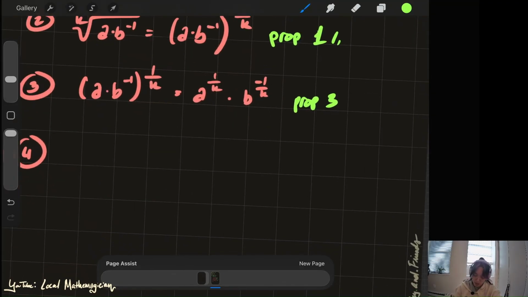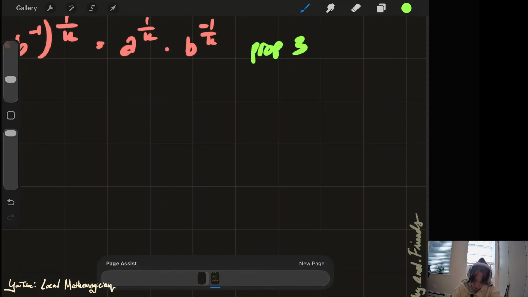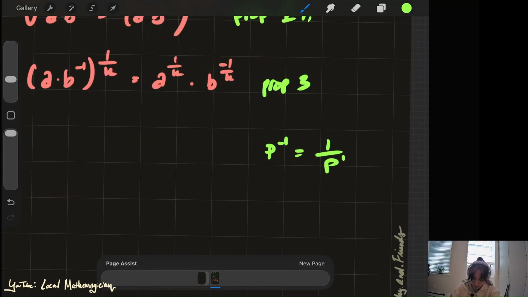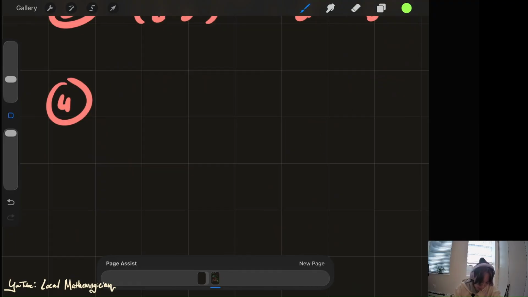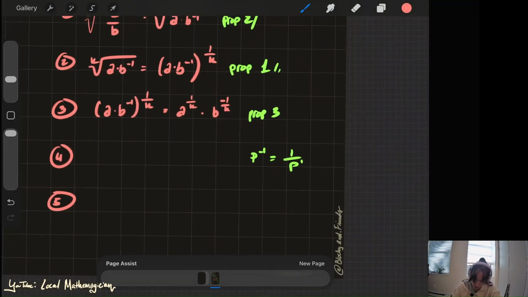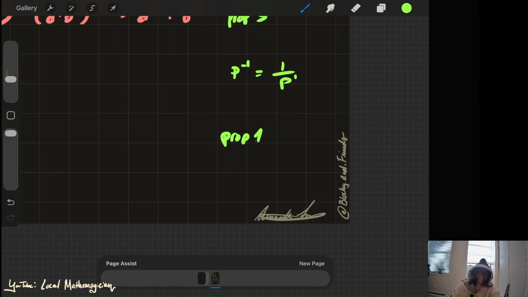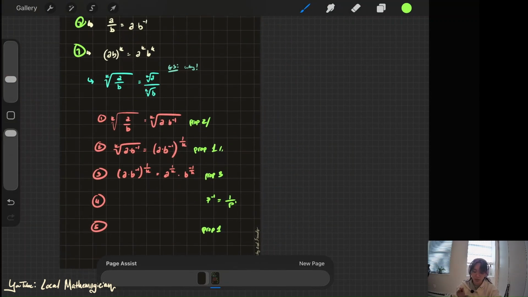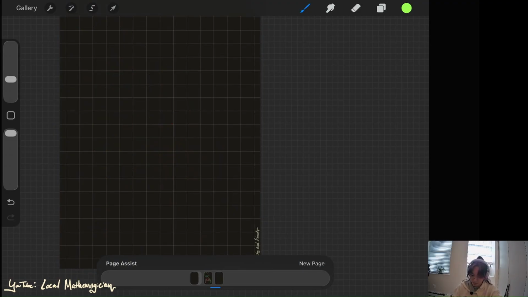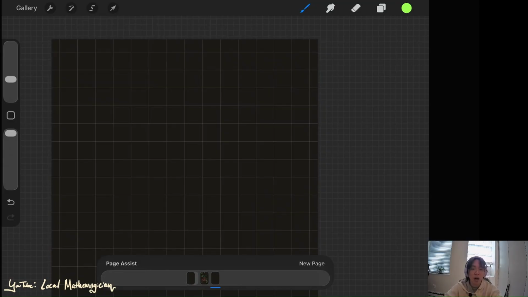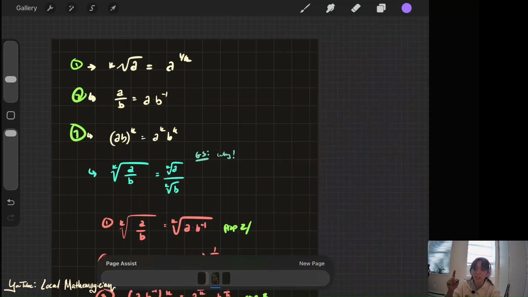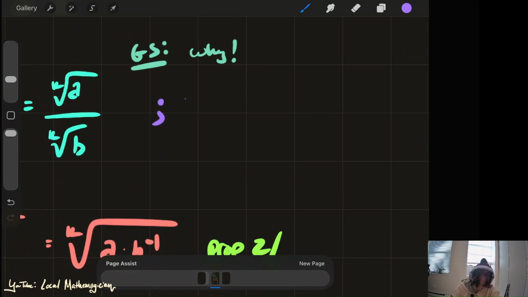Step 4 uses the property that p to the negative 1 is equal to 1 over p to the first, right? And step number 5 uses property 1 once again. Okay, so finish this off, send it up to Gradescope, all right? So that's the division property of radicals in a nutshell. Oh, important distinction, b can't equal 0 because you can't divide by 0. All right, that's the division property for you.